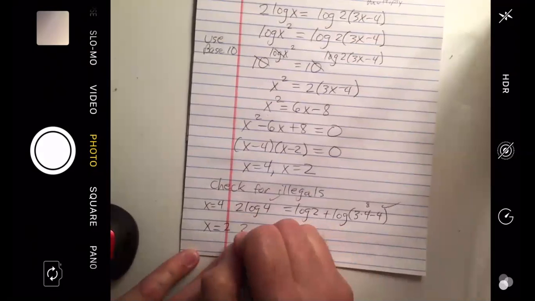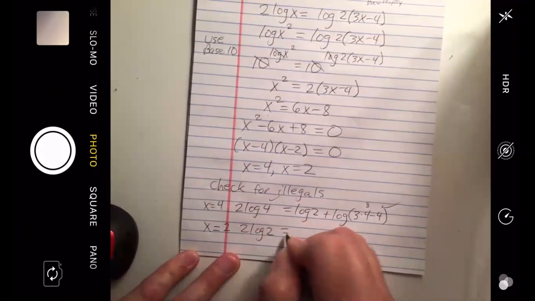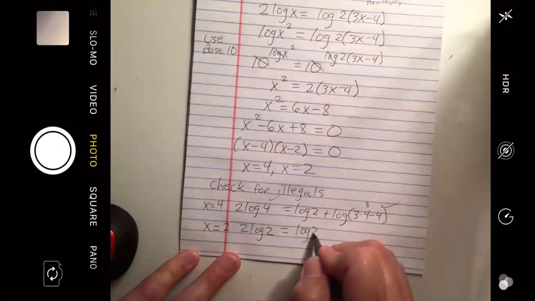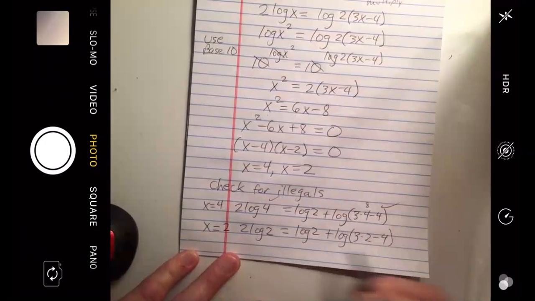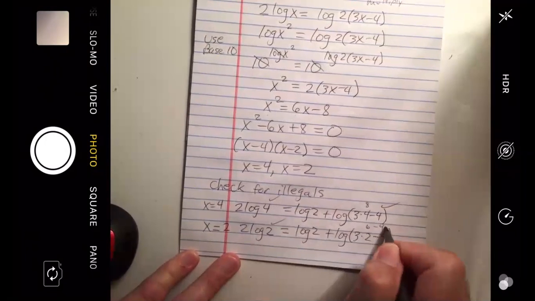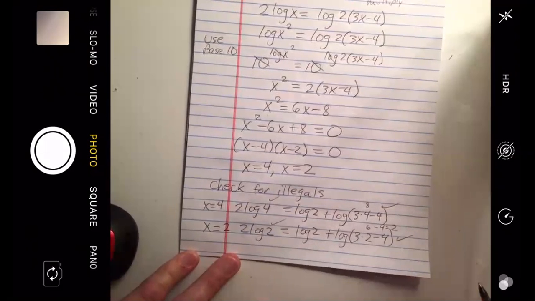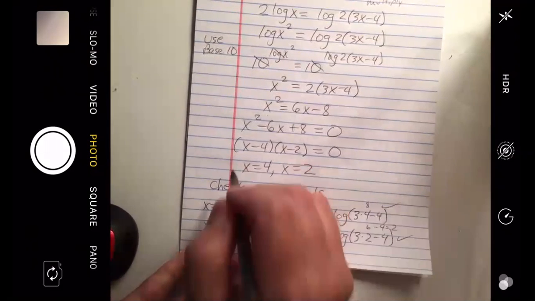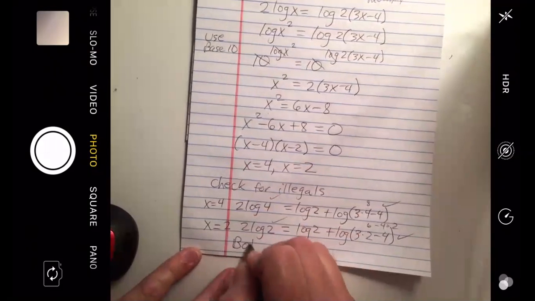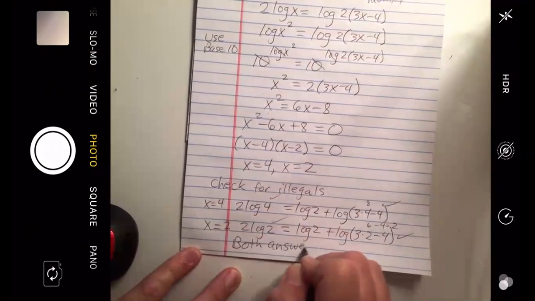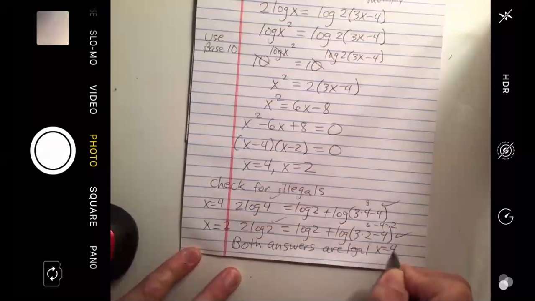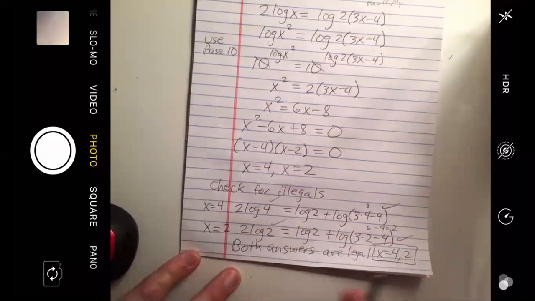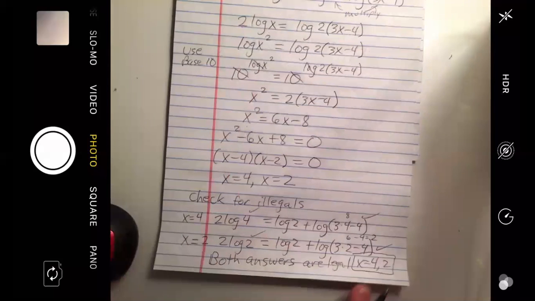2 log 2 equals log 2 plus log of 3 times 2 minus 4. This is fine. And you got 6 minus 4 equals positive 2 here. This is fine. So both answers are legal on this one. x equals 4 and 2. So this one was cooked that both worked. It is very common on these that one works and one doesn't, but not on this one.